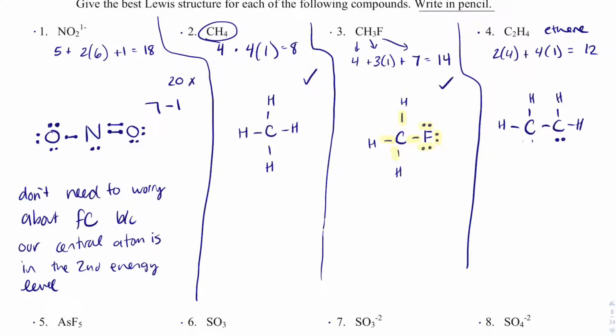So what I'm going to do is erase a pair from the central elements and just add a multiple bond between them. And then when I count, I get 2, 4, 6, 8, 10, 12. And that is the correct structure. I don't need to worry about formal charge because my central elements are in the second energy level.